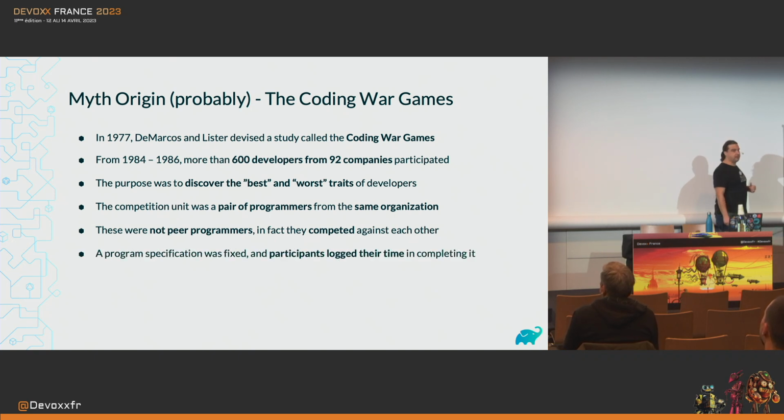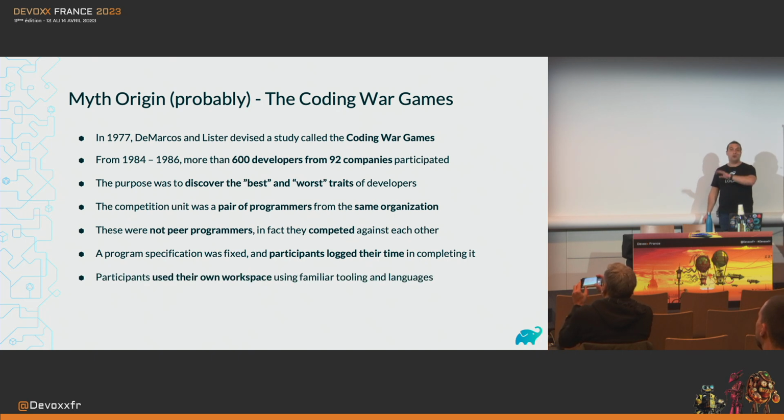The competition unit was a pair of programmers from the same organization, but they were not paired, right? They were not working together on the task. They were competing with one another within the same organization. A program specification, a business task was fixed, and the participants were asked to log how much time it took for them to complete the task, right? So pretty simple. They used their own workspace. They used their own preferred language. There was no enforcing, hey, you must use this language or you must use this framework. Just whatever you would normally do. Just perform the task doing your normal routine.